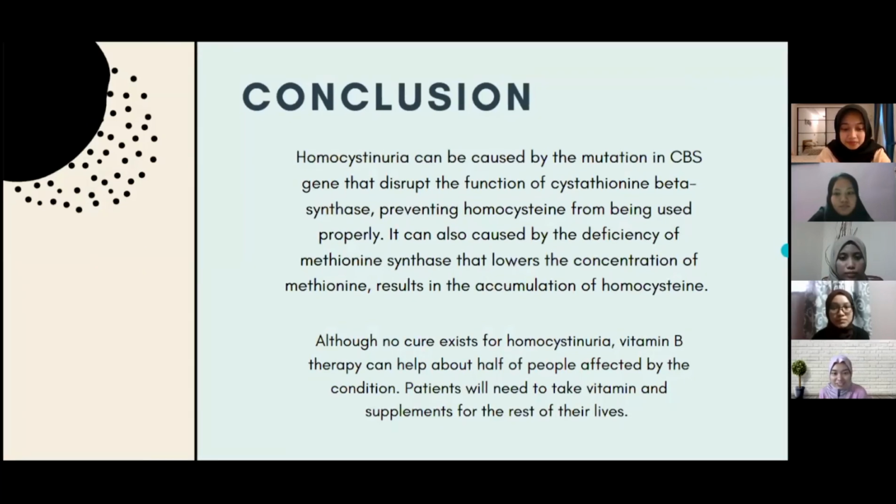Okay, as a conclusion, homocystinuria can be caused by a mutation in the CBS gene that disrupts the function of cystathionine beta synthase, preventing homocysteine from being used properly. It can also be caused by a deficiency of methionine synthase that lowers the concentration of methionine, resulting in the accumulation of homocysteine.